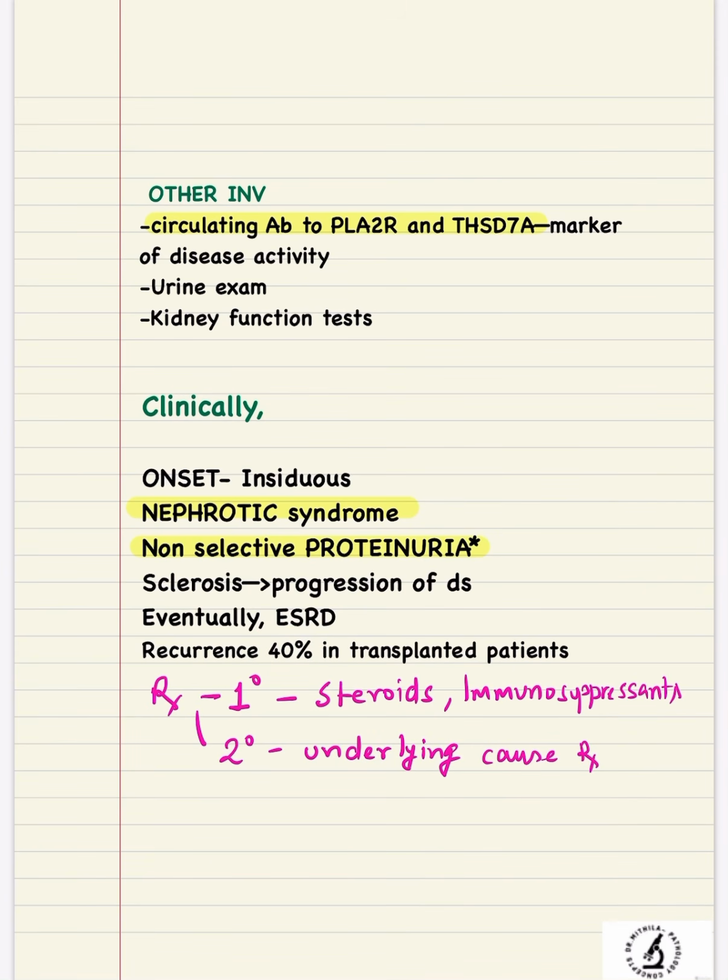Now in the primary membranous nephropathy, which is autoimmune, steroids and immunosuppressants are used for the treatment, but they don't give such a good response like it is seen in minimal change disease. And if it is secondary disease, then we have to treat the underlying cause.